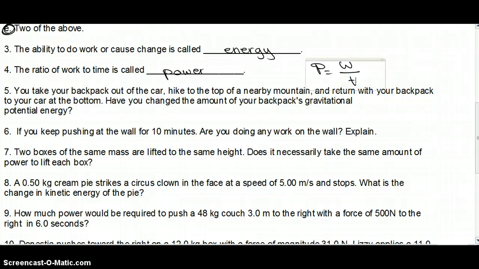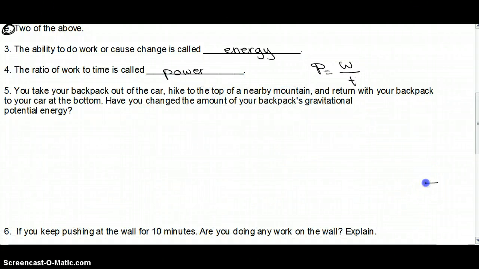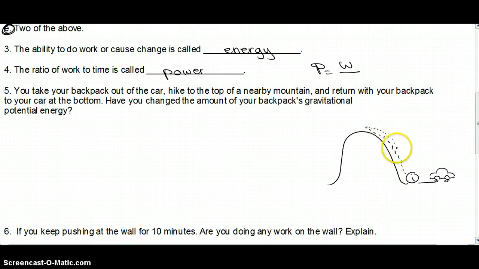Okay, so now you take your backpack out of the car. Alright, so we start here by our car. That's my initial. I hike to the top of a mountain, and then I return back to my car. So this is my final point. The question is, have you changed the amount of your backpack's gravitational potential energy?